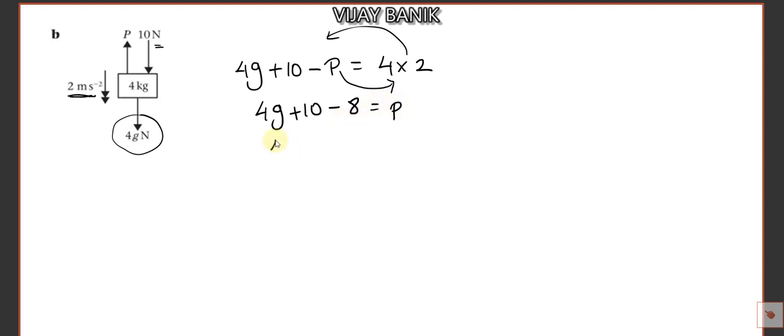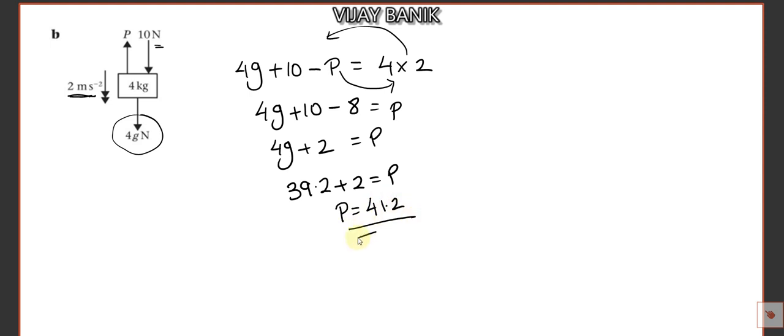So do this in the calculator. 4g plus 2 is your answer. 4 into 9.8 is 39.2, plus 2 is equal to p, that is 41.2. p is equal to 41.2. Understood? I hope you know how to solve these kinds of easy sums.